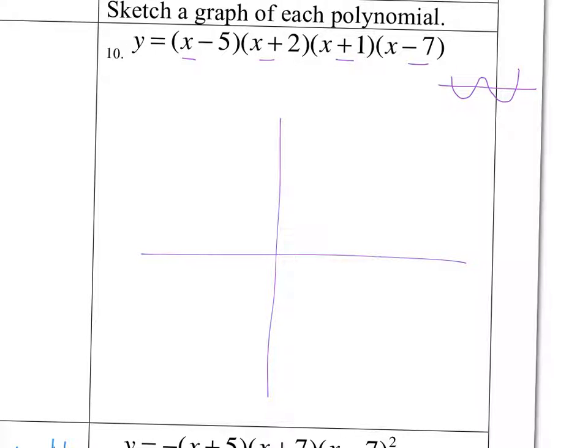Let's find some of these points. My x-intercepts are going to be 5, negative 2, negative 1, and positive 7. My y-intercept, that's when I plug in 0 for x, I get negative 5 times 2 times 1 times negative 7. That looks like it's going to be at positive 70.